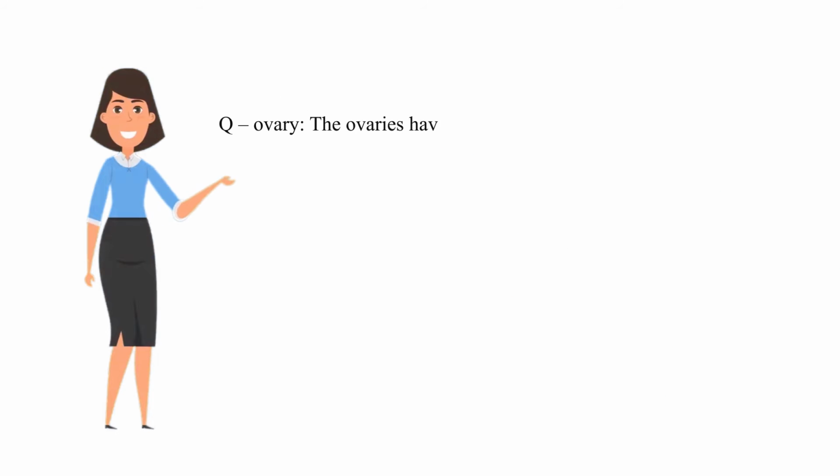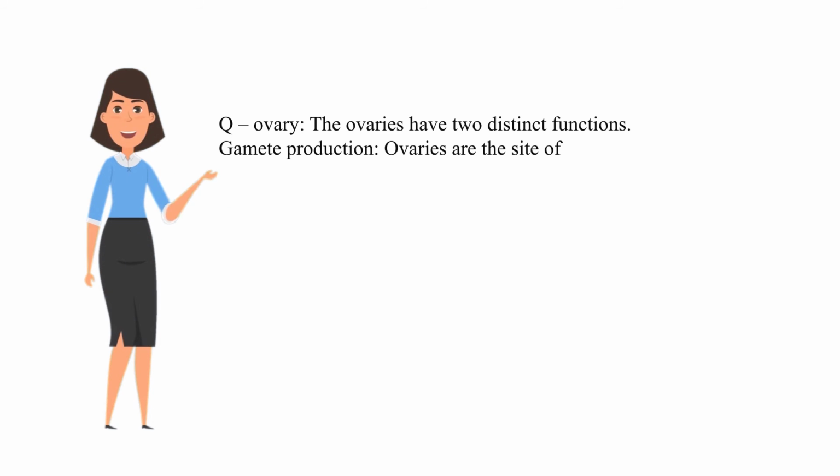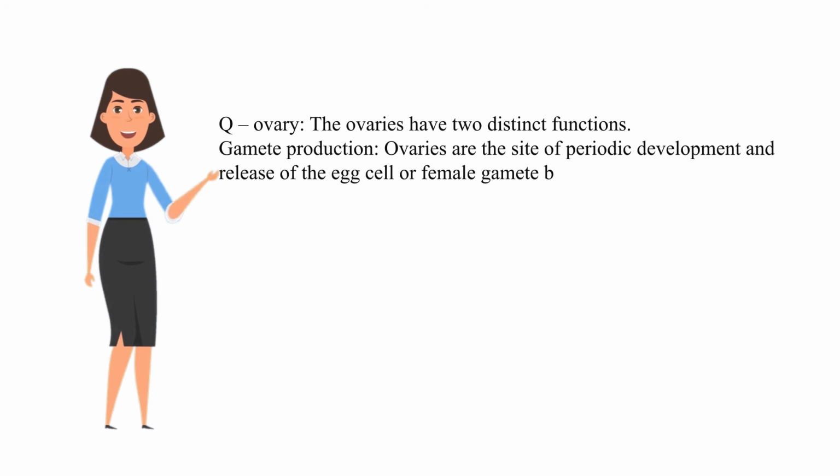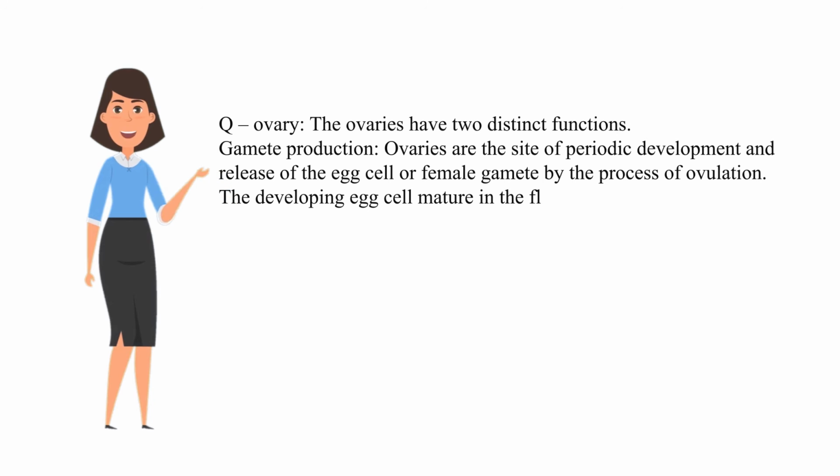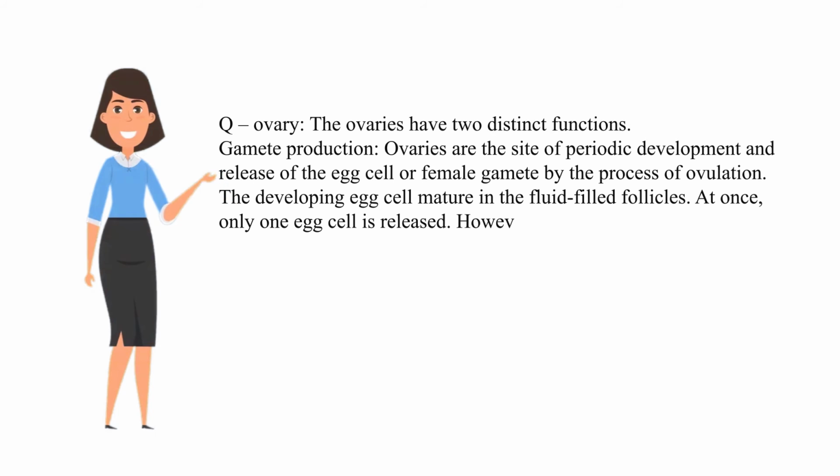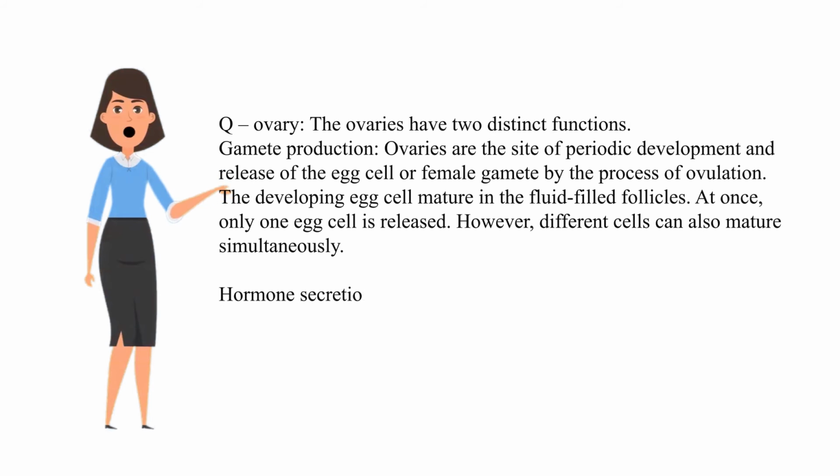Q. Ovary. The ovaries have two distinct functions. Gamete production. Ovaries are the site of periodic development and release of the egg cell or female gamete by the process of ovulation. The developing egg cells mature in the fluid-filled follicles. At once, only one egg cell is released. However, different cells can also mature simultaneously.